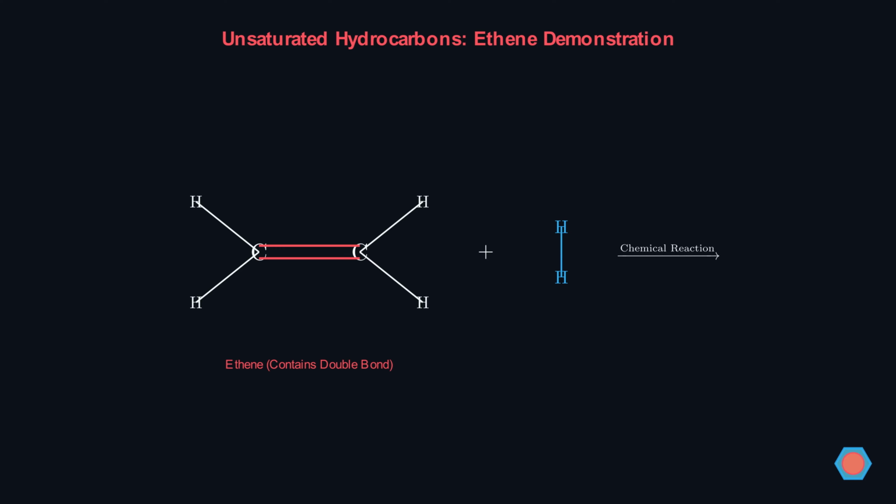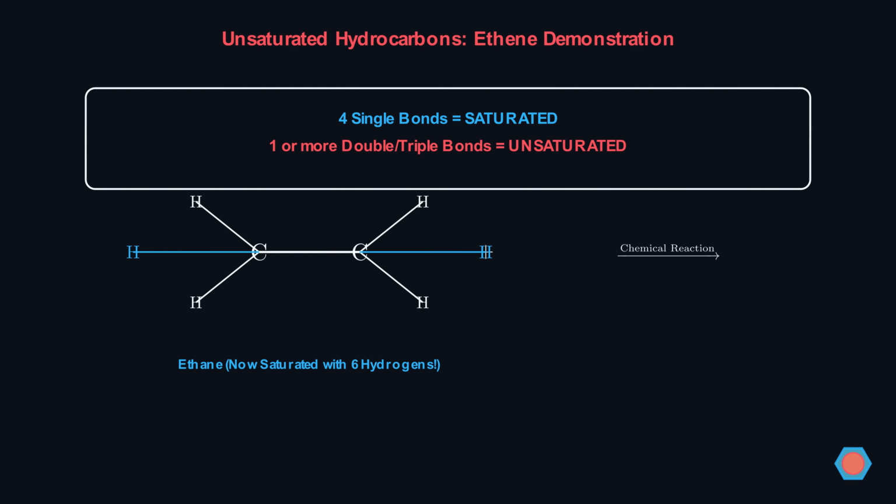Unsaturated hydrocarbons are not like the saturated hydrocarbons. For example, here is ethene. Because it contains a double bond, more hydrogen could be added. Therefore, compounds to which more hydrogens can be added are called unsaturated. When carbon is surrounded by 4 single bonds, it is said to be saturated. But when one or more double bonds or triple bonds are present, it is unsaturated.